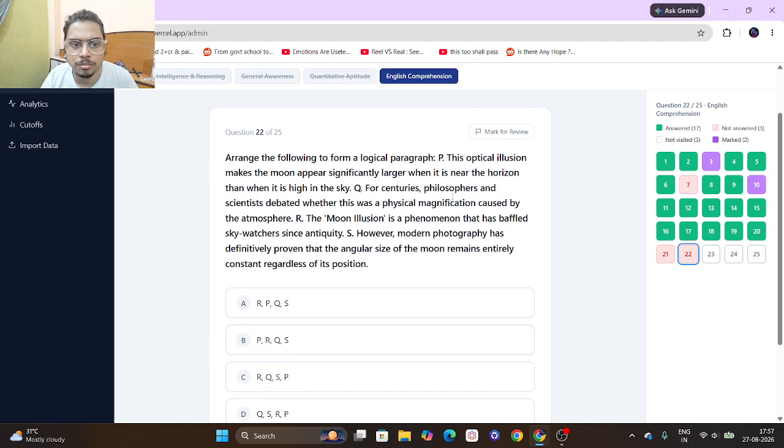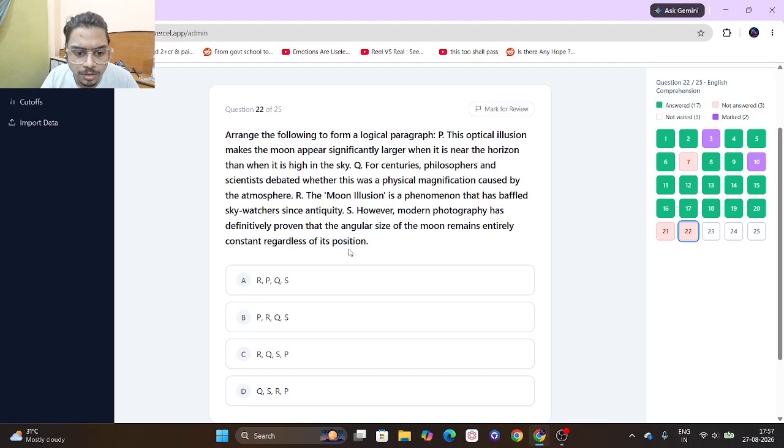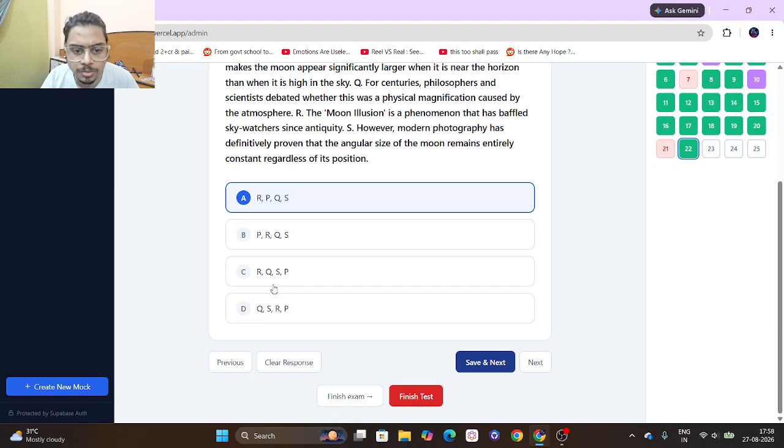This optical illusion makes moon appear significantly larger when it's near the horizon than when it is high in the sky. For centuries, philosophers and scientists debated whether this was a physical magnification caused by the atmosphere. The moon illusion, हाँ ये सही है. The moon illusion सबसे पहले होगा. Is a phenomena that has baffled sky watchers. R फिर P आना चाहिए. R के बाद P. यही आ रहा है. R के बाद P.